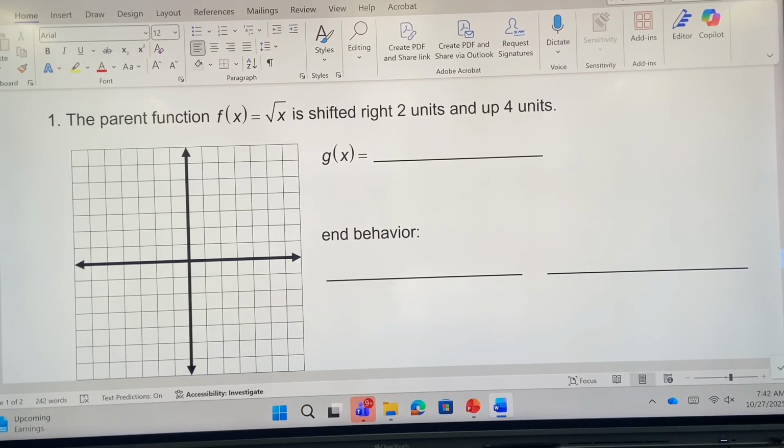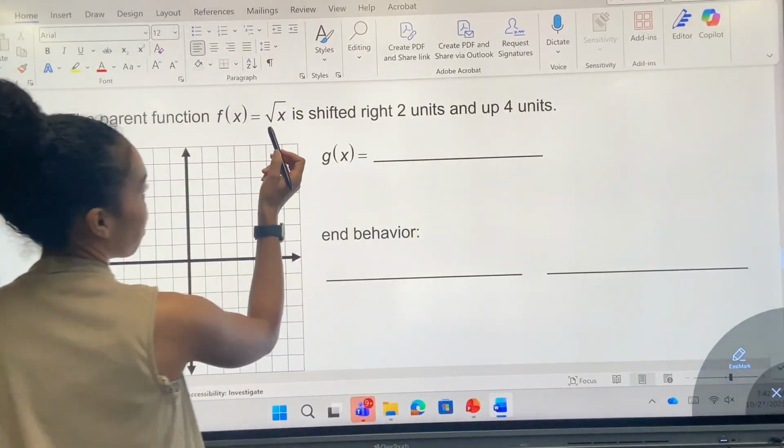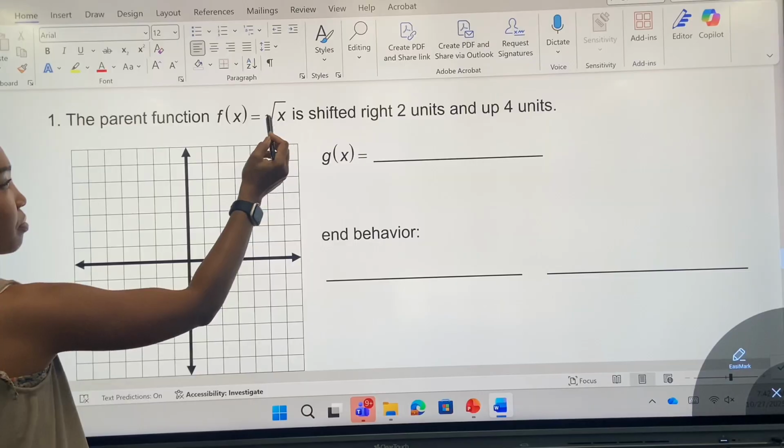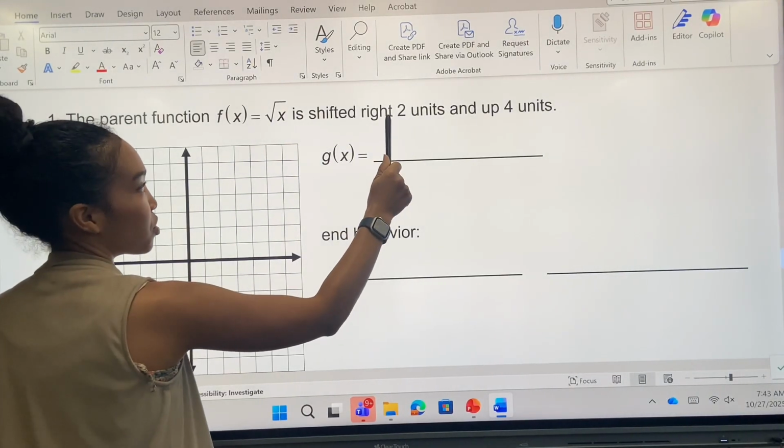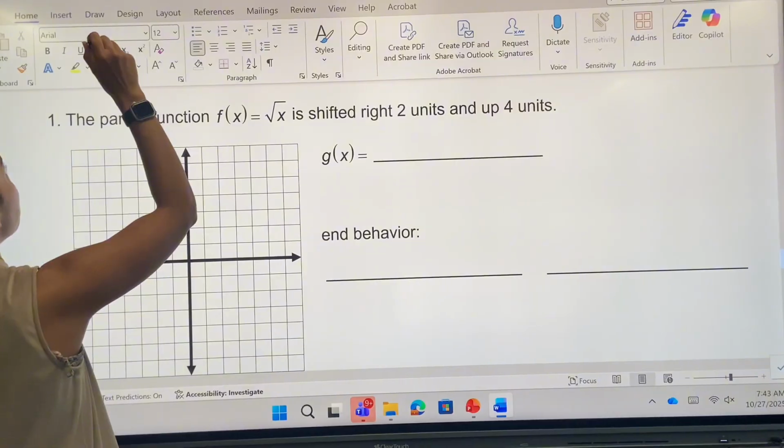Okay, this is the first question of the review. It's a square root function. This is the parent function. Nothing was done to it, but it says it was shifted right 2 units and up 4 units.